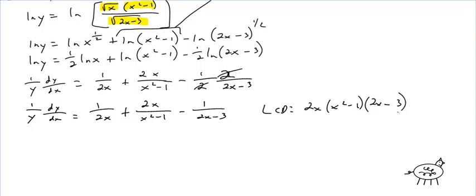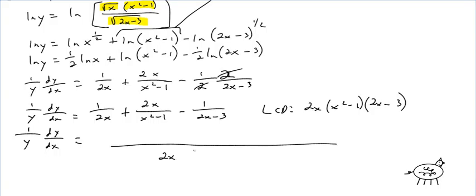So I'm going to multiply. I get 1 over y dy dx. And if I basically need to get that 1 over 2x, I need to multiply that by x squared minus 1 times 2x minus 3.